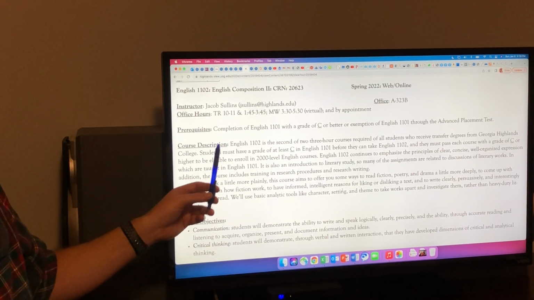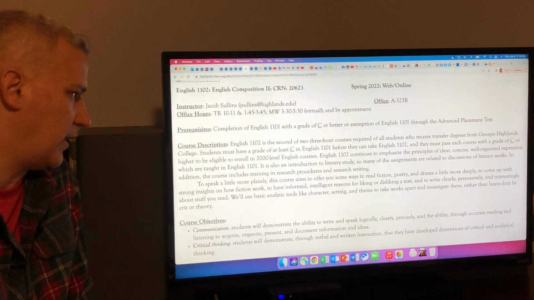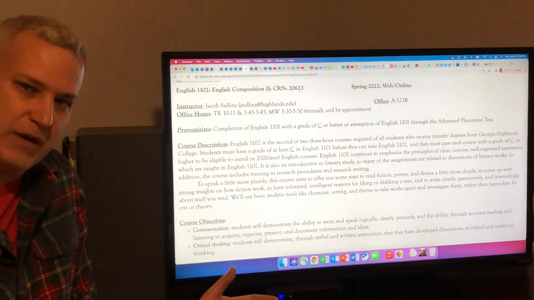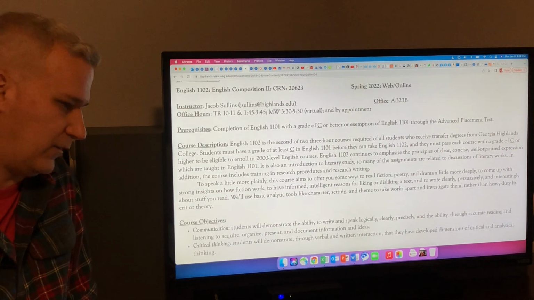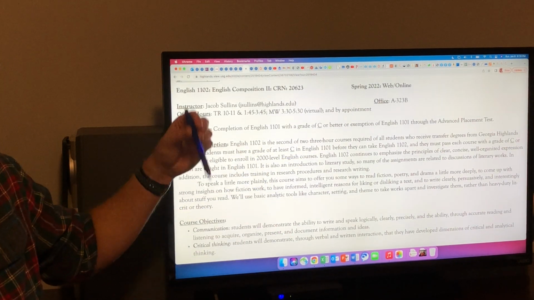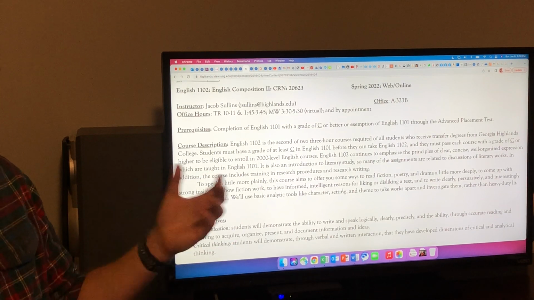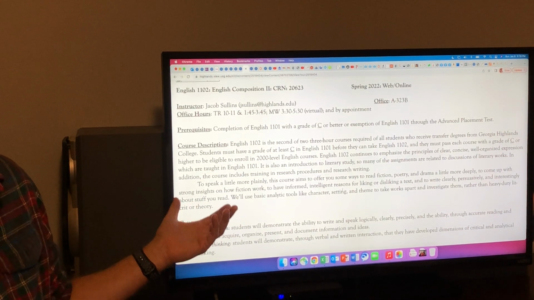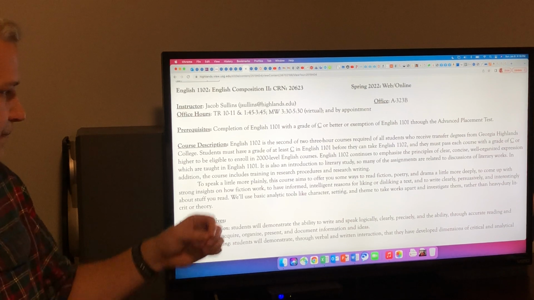To be in this course, you need to have completed English 1101 with a grade of C or better. That shouldn't be an issue. I check all those rolls as the semester starts. This is the second of two three-hour courses required of everyone who receives a transfer degree from Highlands or in the University System of Georgia, anywhere really.